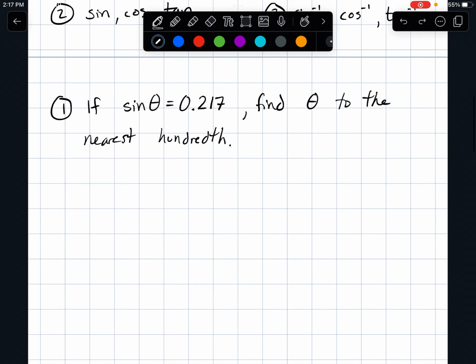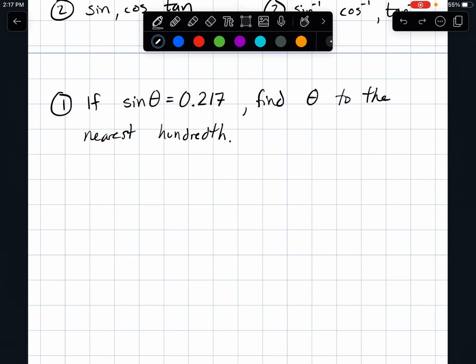So let's actually talk about how the inverse trig functions work. Here it says, if sine of theta equals 0.217, find theta to the nearest hundredth. So again, in this problem, I know the value, I'm looking for the angle.